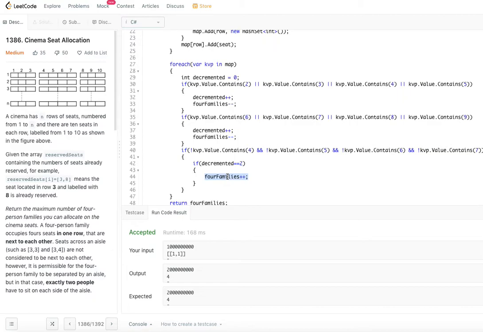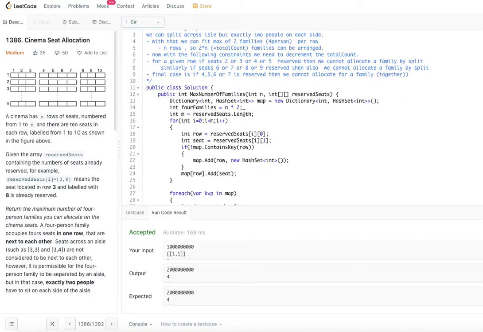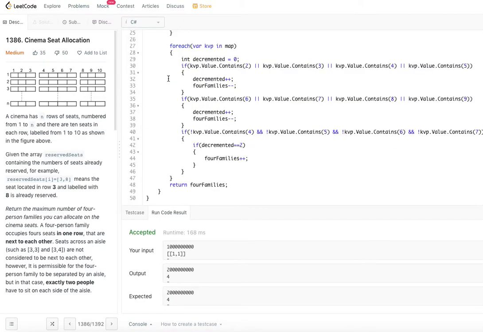So in that case, if decremented is 2, then we increment the 4-person families. This is done only for the rows which have reserved seats. For all other rows that have no reserved seats, we say we can allocate 2 families. That is what this initialization is. So finally, after going through the map, however many families are left, we return that.